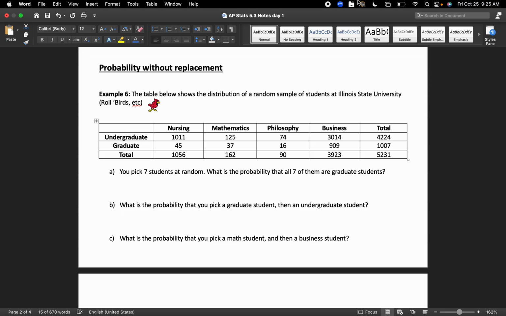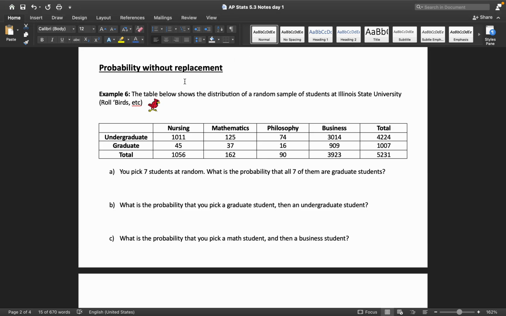All right, looking at our probability without replacement. If I want to choose probability without replacement, that's like picking a card and not putting it back, or taking a piece of candy out of a Halloween bag and not putting it back, or taking somebody out of a group and then not putting them back into that group.